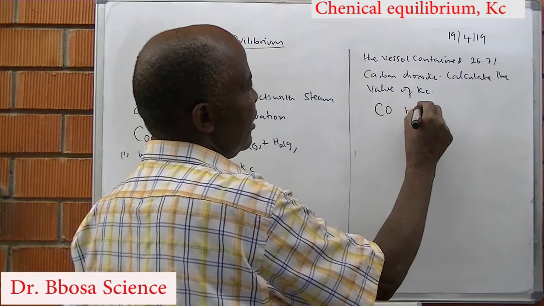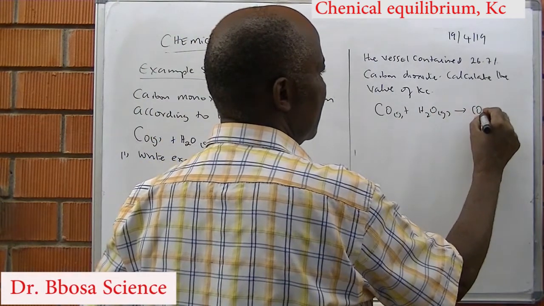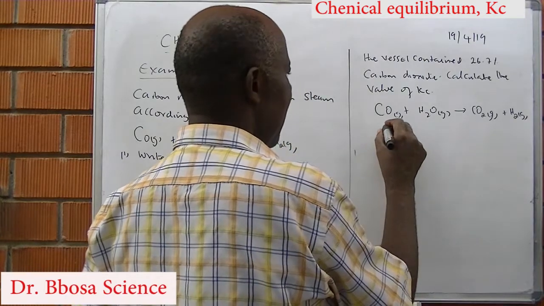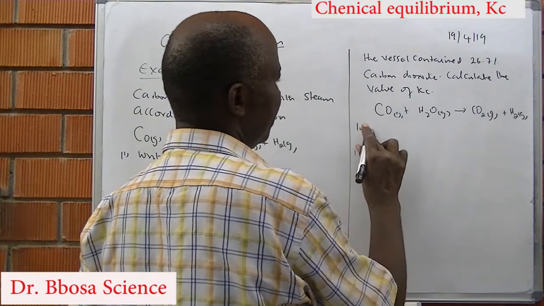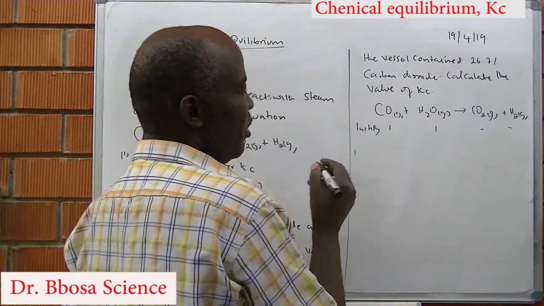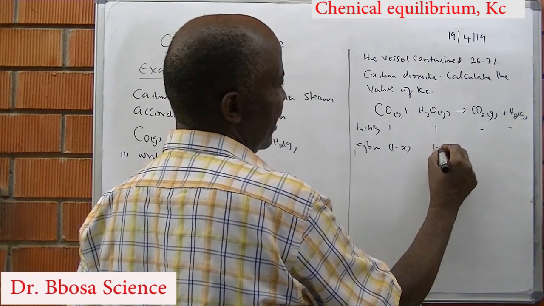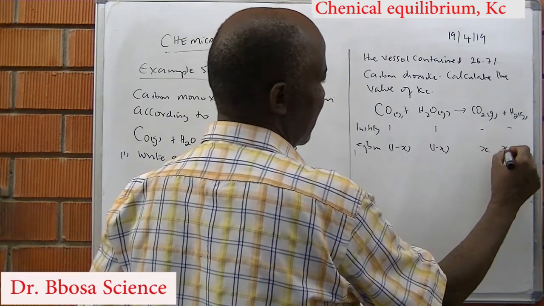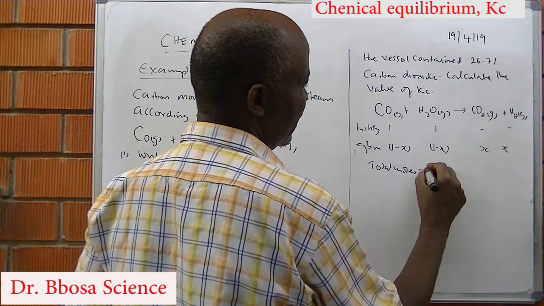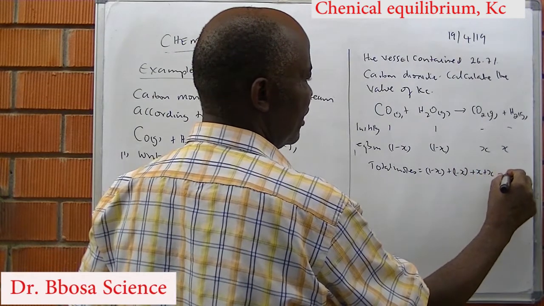So carbon monoxide plus steam, you get carbon dioxide gas plus hydrogen gas. Initially, we have 1 mole each, and we don't have the products. Suppose X moles react. X moles have reacted, remain with 1 minus X. Here you get 1 minus X. When X react, you get X and X. It implies that total moles will be equal to 1 minus X plus 1 minus X plus X plus X, which is equal to 2.